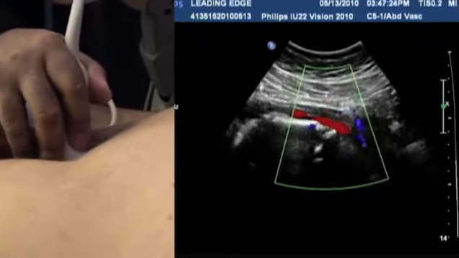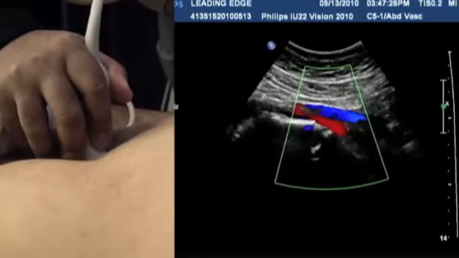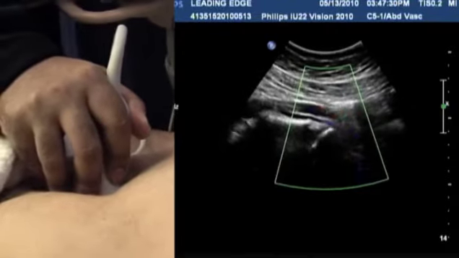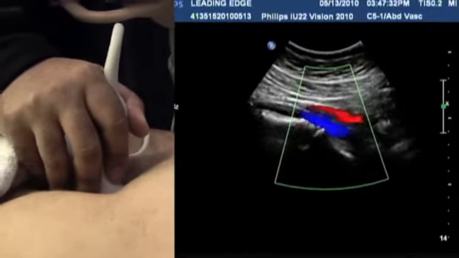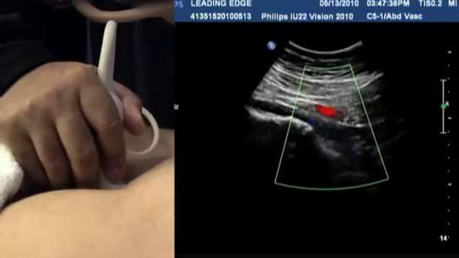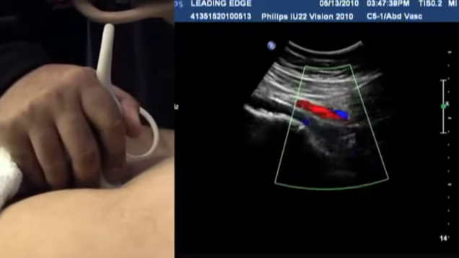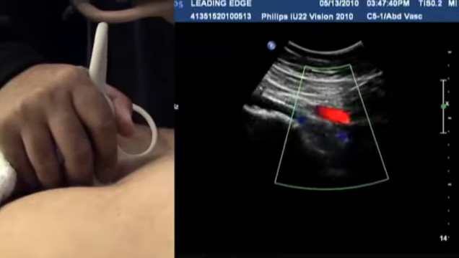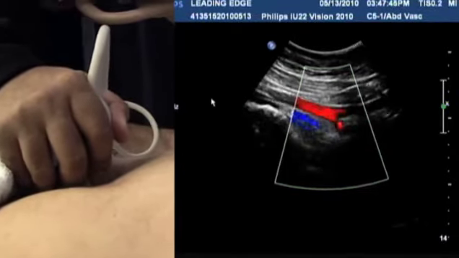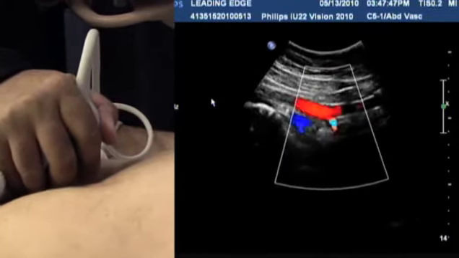Here's the iliac artery. You can see the vein below it. I'm just going to invert so that we can make the arteries red and the veins blue. And what I'm going to try to identify for you now is the first important landmark, and that is the level of the hypogastric artery. And here we are.